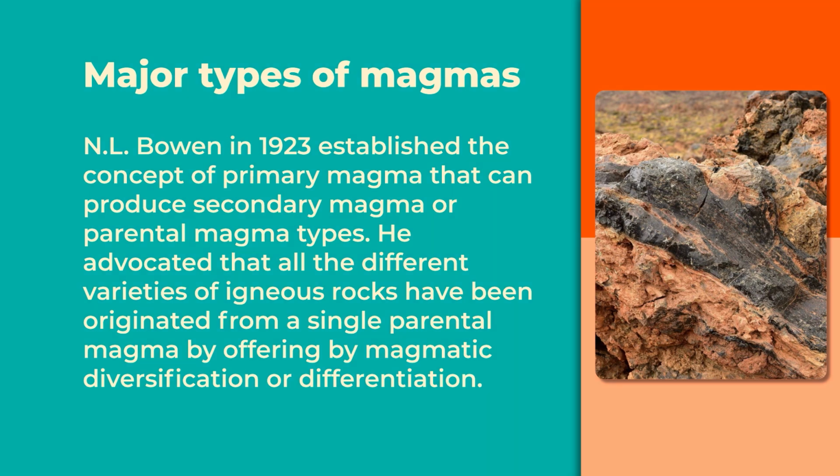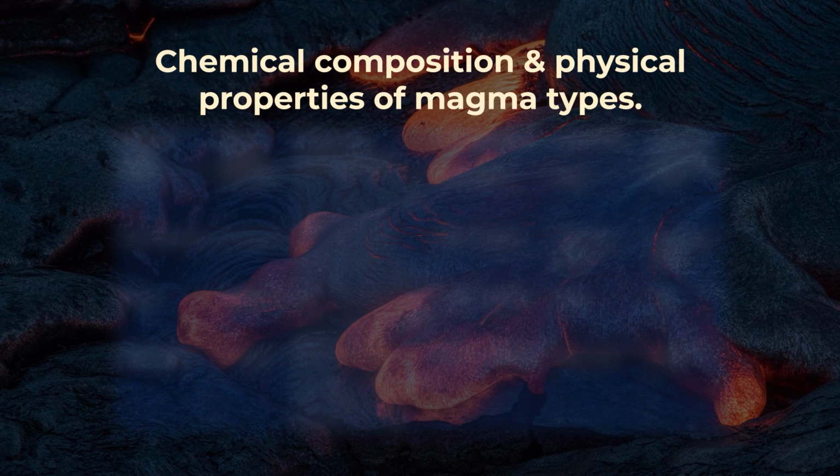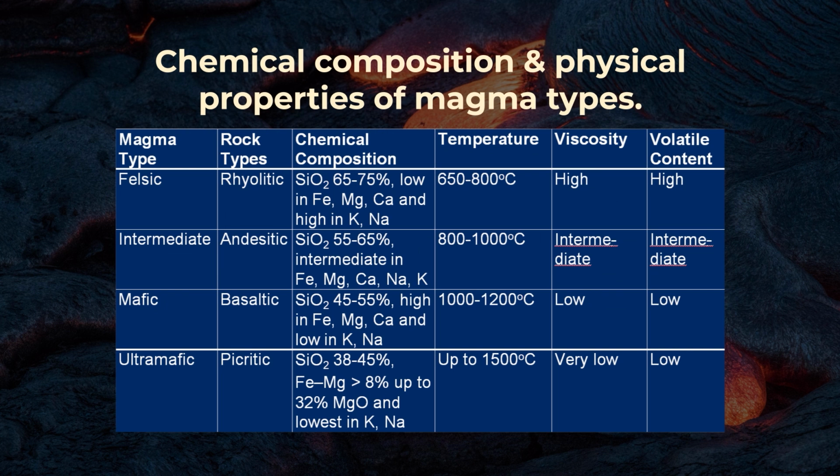Now this primary magma can produce parental magma or secondary magma. So Bowen advocated that different varieties of igneous rock have originated from a single parental magma by the process of magmatic diversification and differentiation. Now here you see the chemical and physical properties of different magma types.